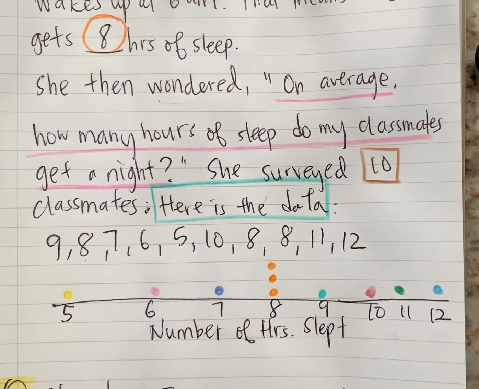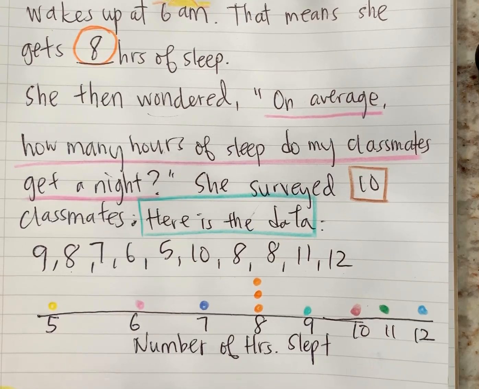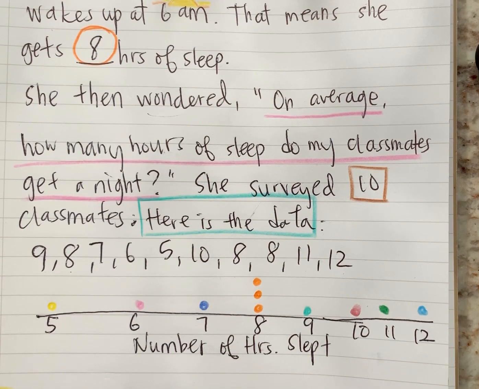And 12 hours right here. Okay, so I'm going to have you take a look at this dot plot really quick. So notice how when you have repeating numbers, you stack the dots on top of each other.